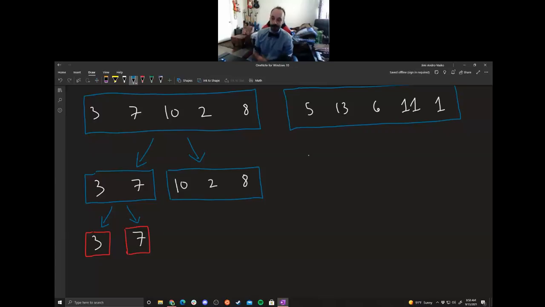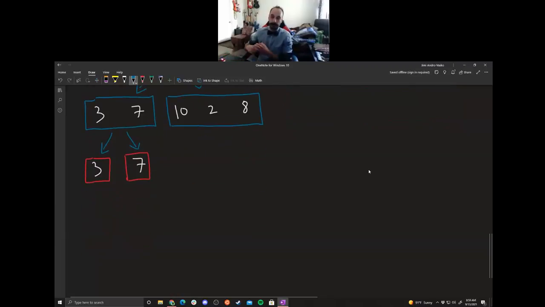So for the array 3, 7, we broke it into two pieces and we sorted both pieces because they're both size 1, so they're definitely sorted. Now we can merge these two sorted arrays together. To merge them, it's going to give us the result 3, 7. That's a simple one, but that will be the result.